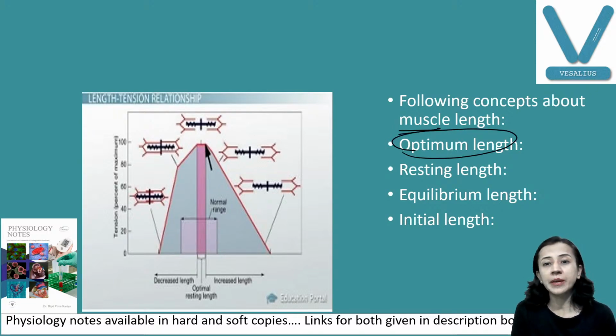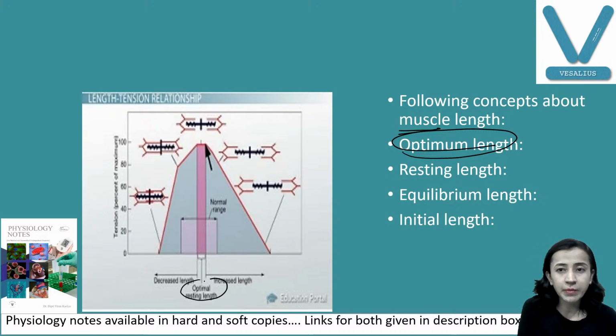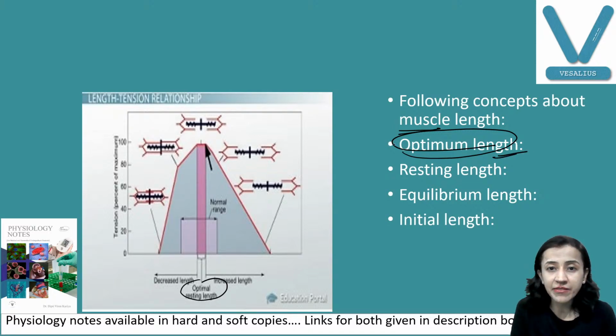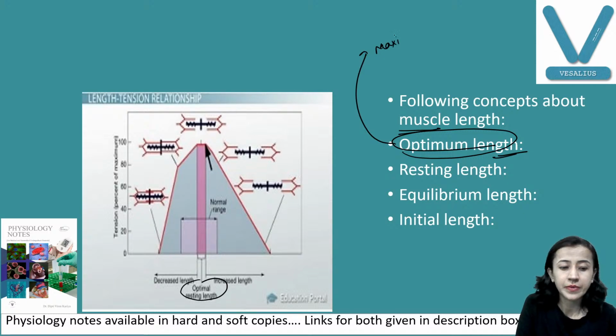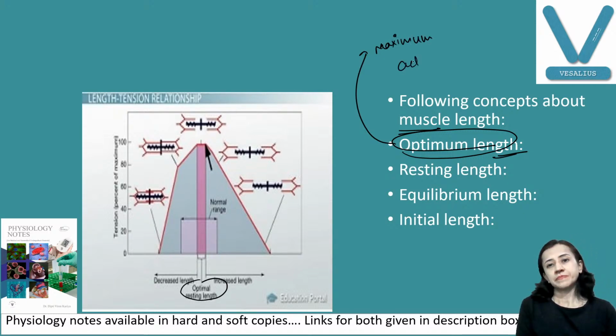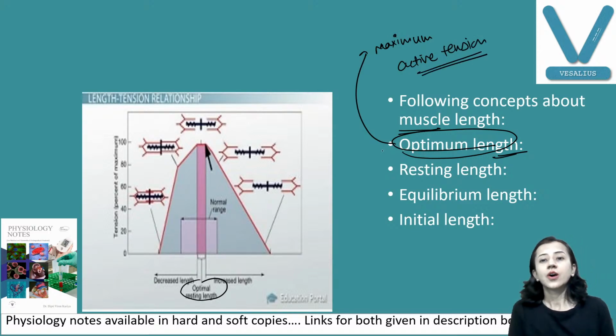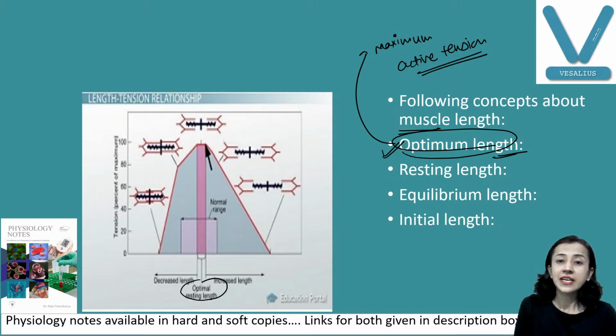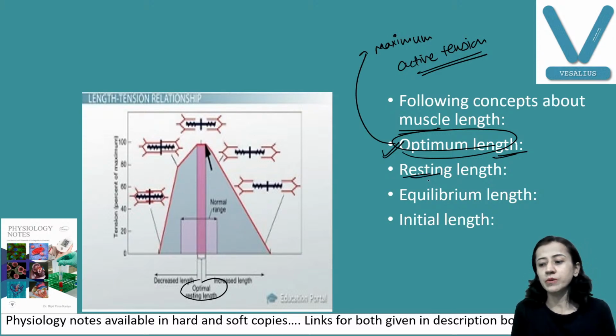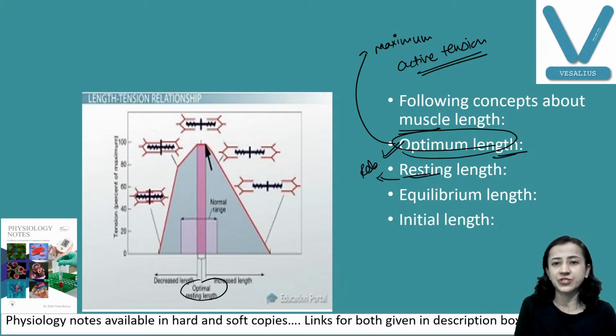Now there are certain concepts about muscle length. Number one is optimum length. What is optimum length? Optimum length means the length of the muscle at which it will develop maximum active tension. When maximum active tension is developed, that is the optimum length. Next is resting length. Most of the time your optimum length is the resting length. So what is resting length? It is the length of the muscle when the muscle is in the resting or relaxed condition. That is resting length.